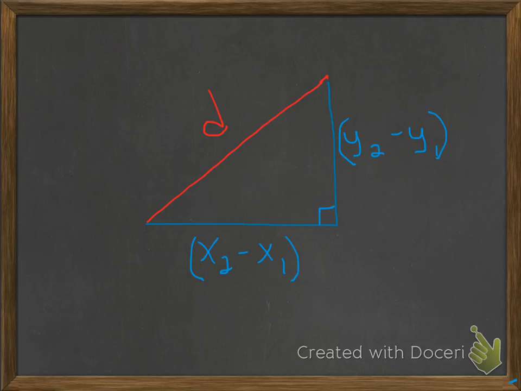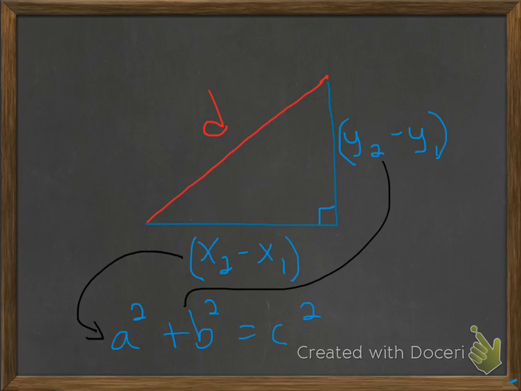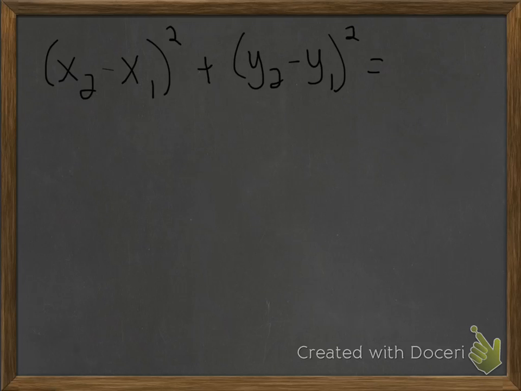Again, we're going to use the Pythagorean theorem, a squared plus b squared equals c squared. But what we will now have is that x2 minus x1 will be my a, y2 minus y1 will be my b, and then the hypotenuse, that distance that we're actually looking for, will be my c. So let's go ahead and set up that formula. This is now going to be a squared, which was x2 minus x1 squared, plus b squared, which was y2 minus y1 squared, equals c squared, which in our case we called that distance d. So this will be d squared.